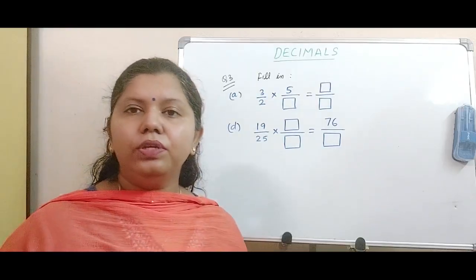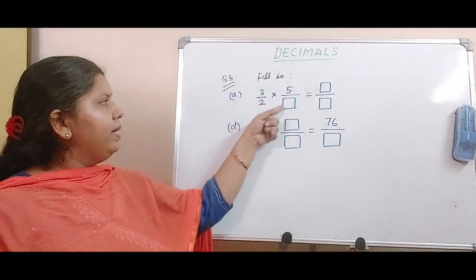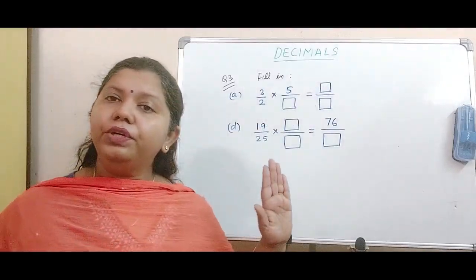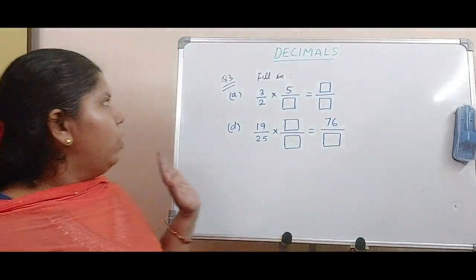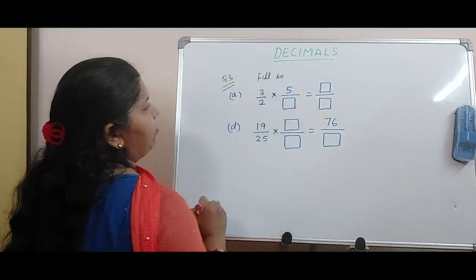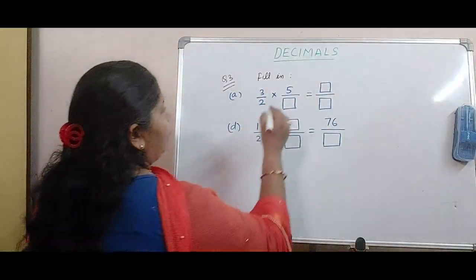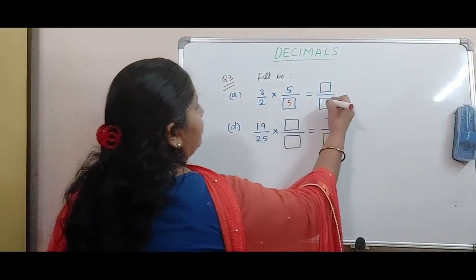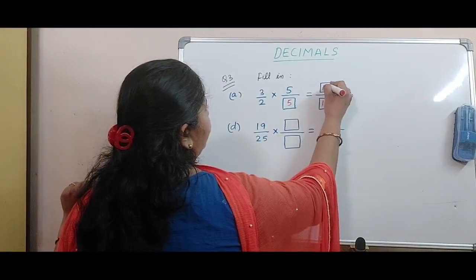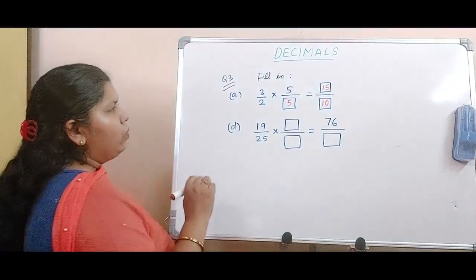Now look at this question. You have to fill in the boxes here. 3 by 2 into 5 by dash equal to dash by dash. See, our motive is to convert it into a decimal fraction. Okay. So already here we know that 3 has been multiplied with 5. That means 2 also will be multiplied with 5. So what will you get after multiplying 2 with 5? It will be 10. And what about 3 and 5 multiplied together? You are going to get 15. So simple.